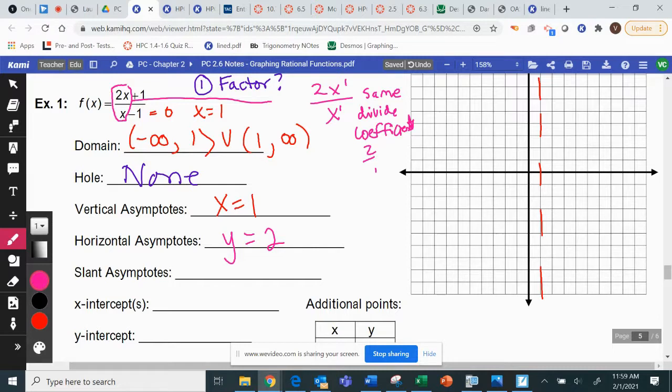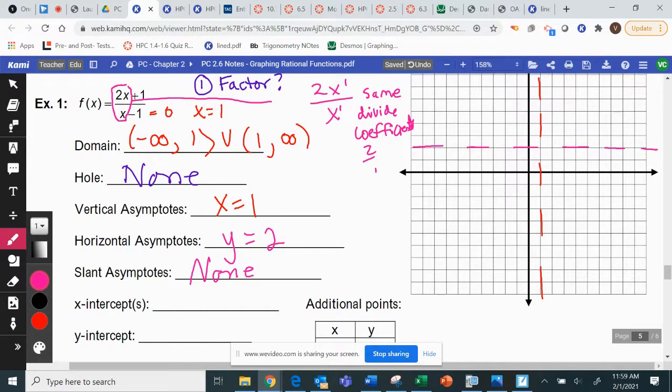Yes? On the domain, around the ones, don't we have to use the other kind of bracket? So it's not going to equal 1, so it's going to be a parenthesis for this. The other bracket would mean it does equal 1, but it can't. Okay. Thank you for asking. Slant asymptotes. If it has a horizontal, it won't have a slant. So I can just say none and move on.